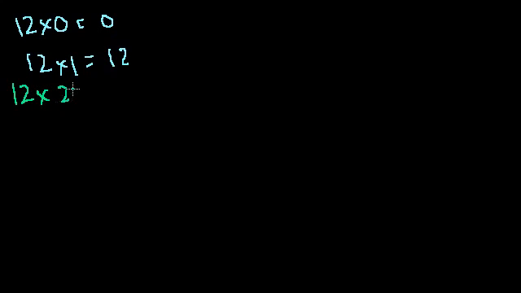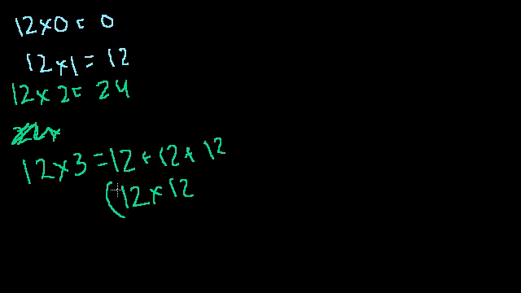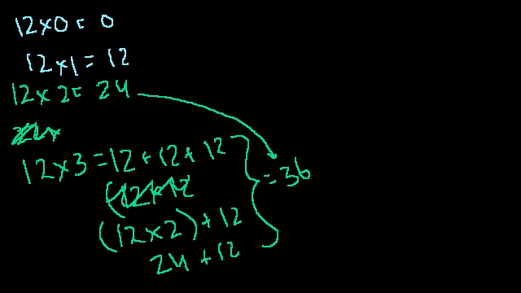12 times 2 is equal to 24. 12 plus 12 is 24, right? Let me rewrite that. 12 times 3 is going to be 12 plus 12 plus 12. Or we could rewrite that as 12 times 2 plus 12. Or we could rewrite that as 24 plus 12. Either way, all of these get us to 36. And notice, that's just that plus 12.